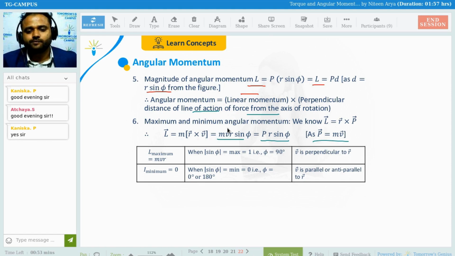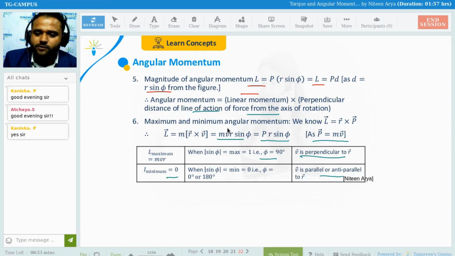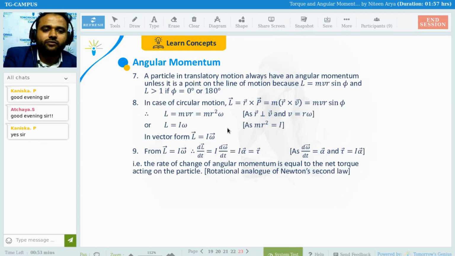So L maximum is m V R, where phi is 90 degrees, V is perpendicular to R. The angular momentum is going to be minimum, or zero, when sin phi is zero. That is, phi is either 0 or 180 degrees, so V is parallel or anti-parallel. This terminology: a particle in translatory motion always has an angular momentum unless it is a point on the line of action.